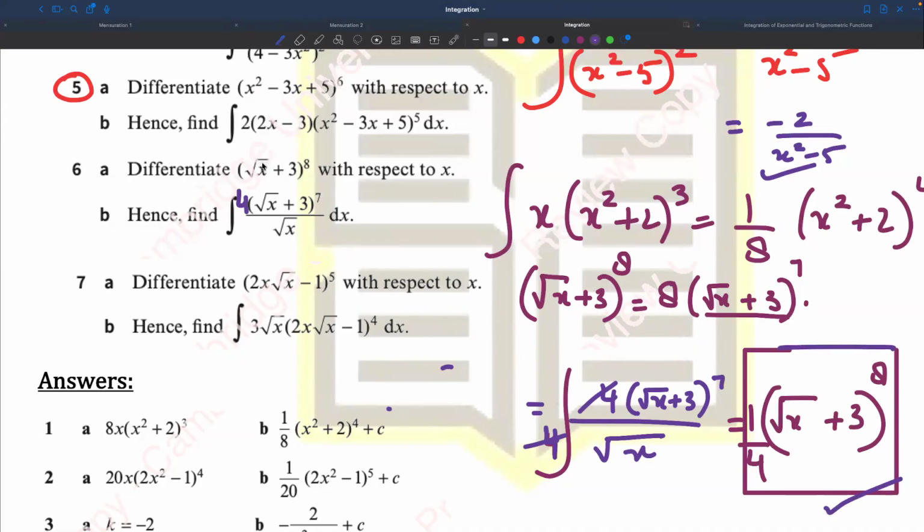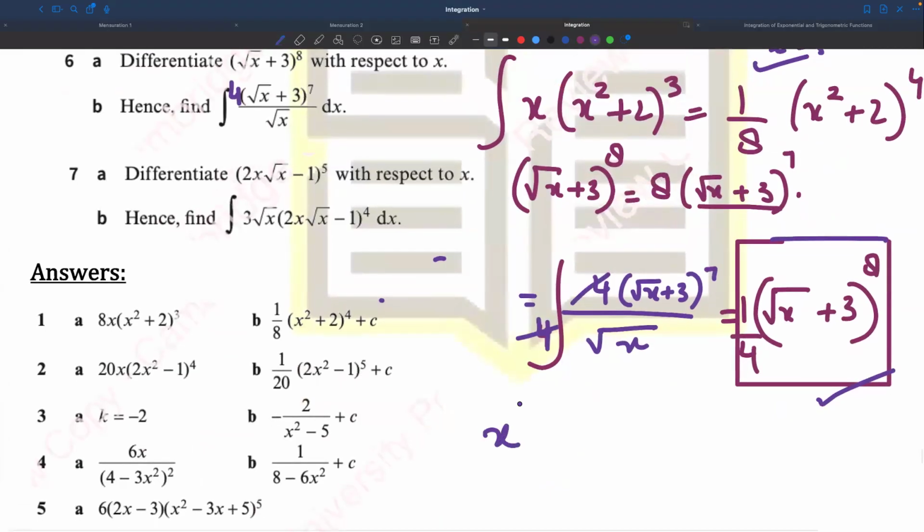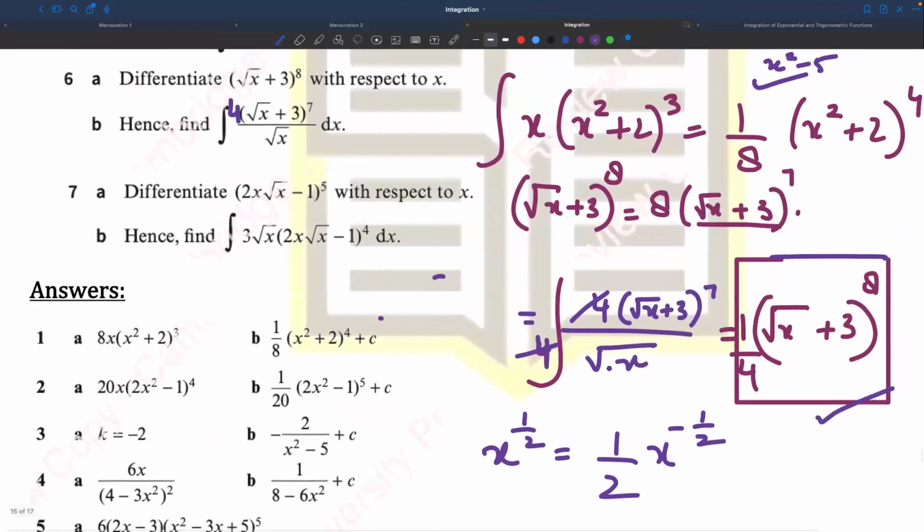Why half x? Okay, beta, because it is root. So when you differentiate it, this will become x power minus half, right? And when you bring it in the denominator, that becomes a plus. Like it becomes square root.